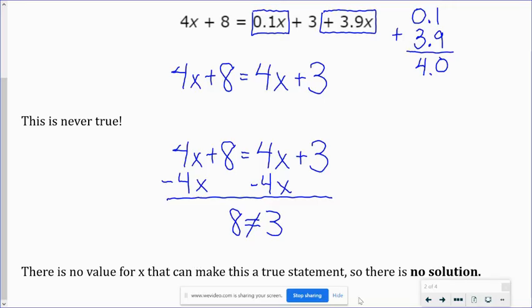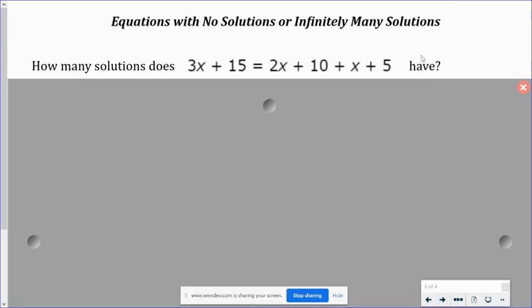Now that we've looked at an equation with one solution, and we've looked at an equation with no solution, now we're going to take a look at an equation that could have infinitely many solutions. How many solutions does 3x plus 15 equals 2x plus 10 plus x plus 5 have? Now, even when I was reading that out loud, the right-hand side of that equation sounds like a run-on statement because I have a 2x and an x, a 10 and a 5.